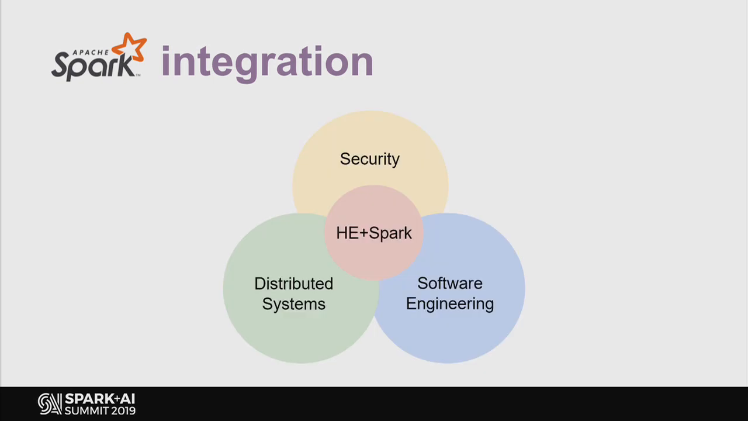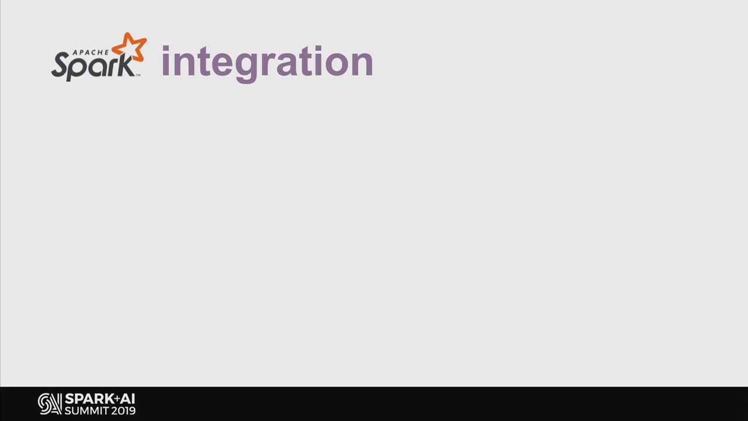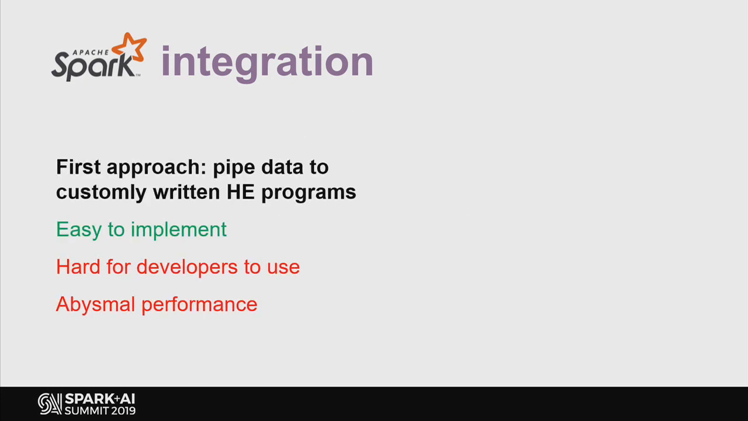Turns out it wasn't totally easy because, well, I knew nothing about distributed systems. And the distributed systems people knew nothing about security. So it's just kind of an interesting thing to figure this out. We tried something not very efficient in the beginning. We tried to just pipe data to some custom-written homomorphic encryption programs.